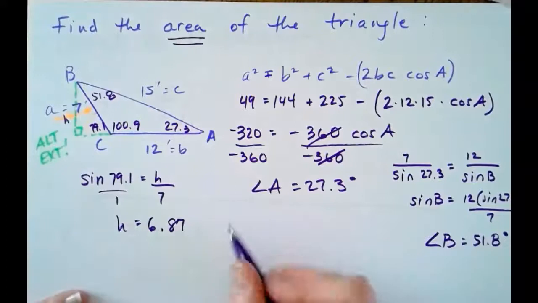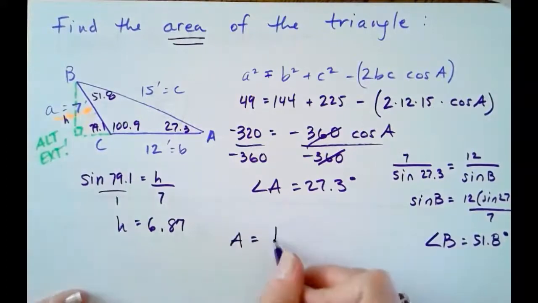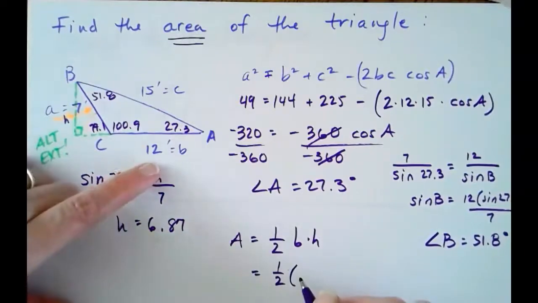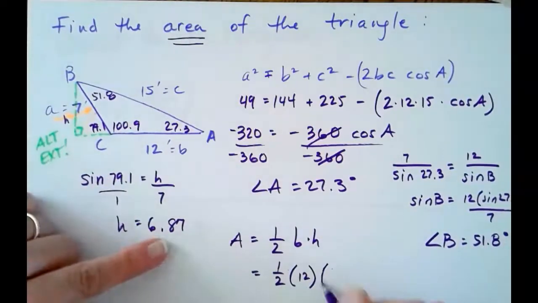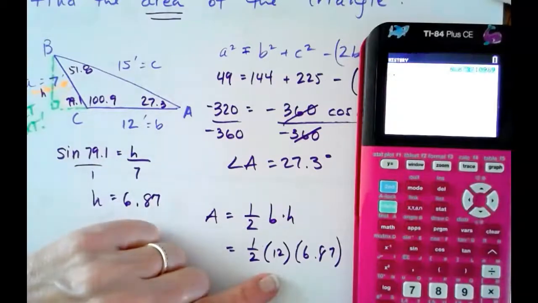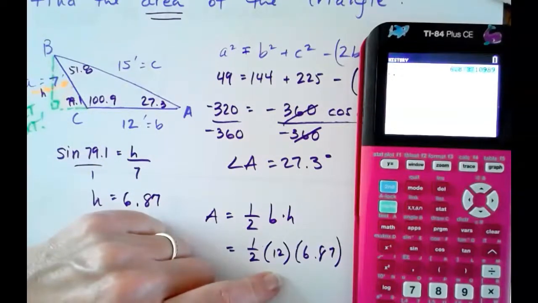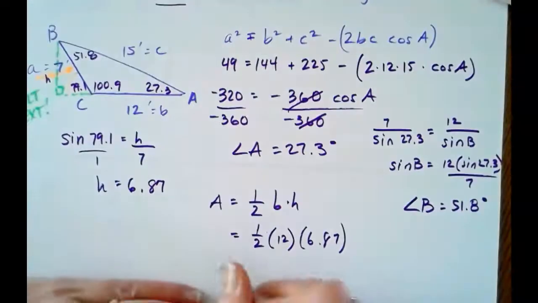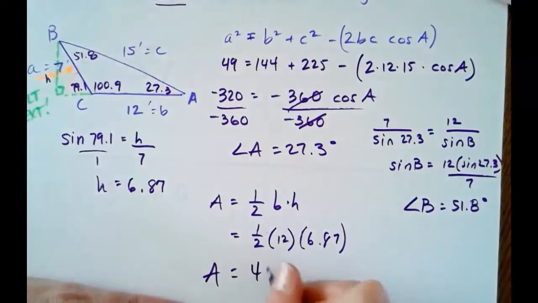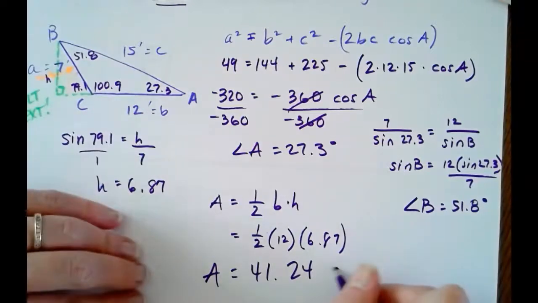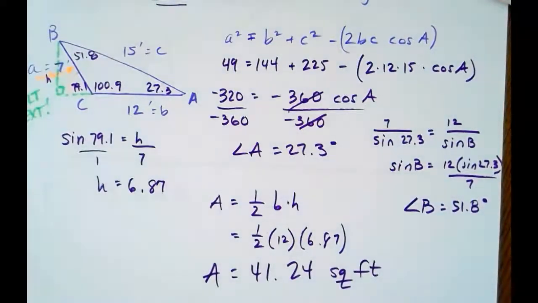So now, if the area of every single triangle you've ever known is 1/2 base times height, we're using that right now: 1/2 the base, which is 12, times the height, which is 6.87. So we end up with 6 times 6.87. Here we go. That is 41.24. So we have a total area of 41.24. That would be square feet for this particular triangle.